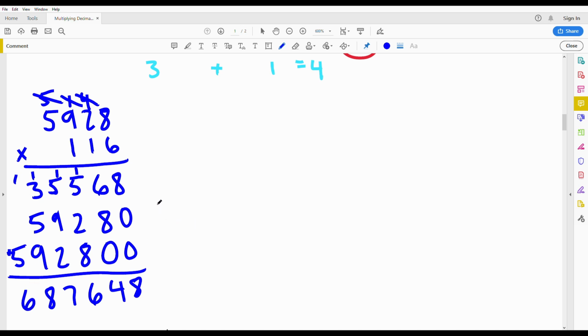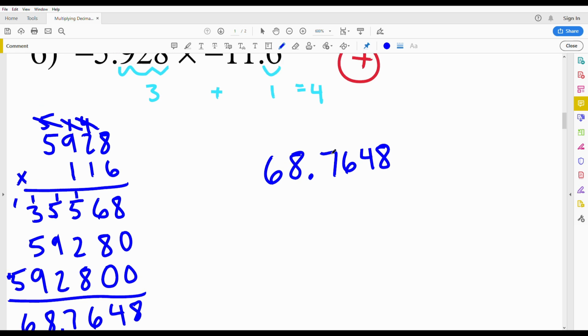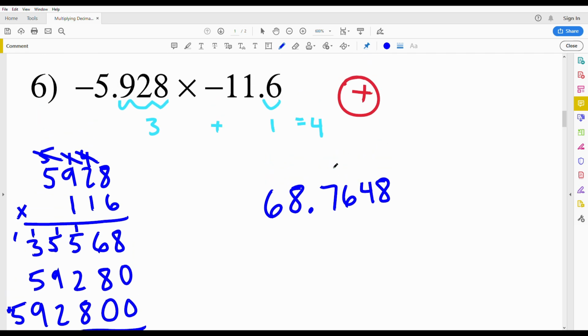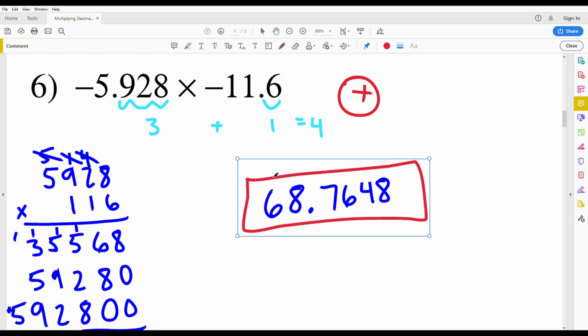Now remember in the beginning, I said we would have 4 decimal places, so going over 1, 2, 3, 4, my solution is 68.7648. And was my solution positive or negative? Well, remember, negative times a negative is a positive. So in number 6, we have positive 68.7648, or 68 and 7,648 10,000ths.